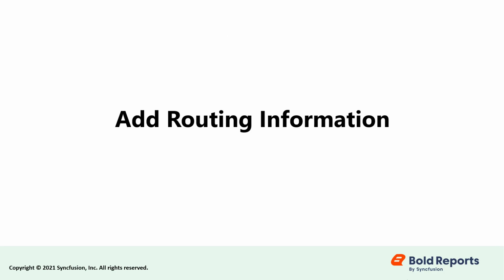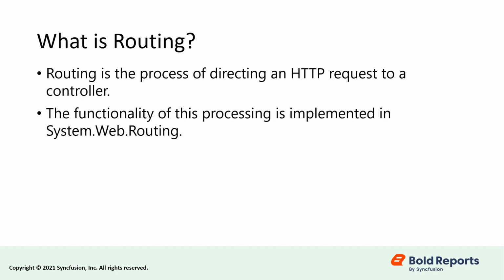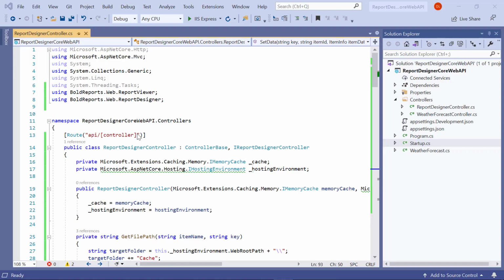Now let's add routing information. Routing is the process of directing an HTTP request to a controller, and the functionality of this processing is implemented in System.Web.Routing. Add the action parameter in the route template.